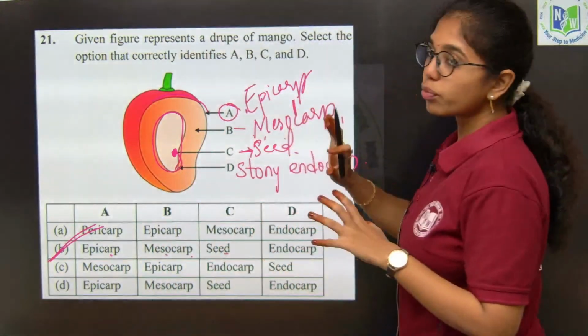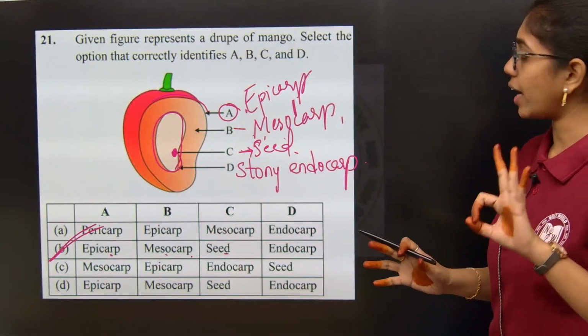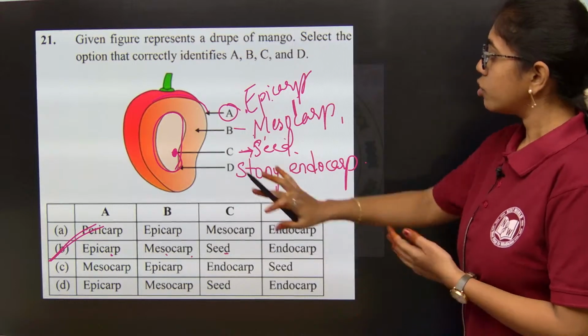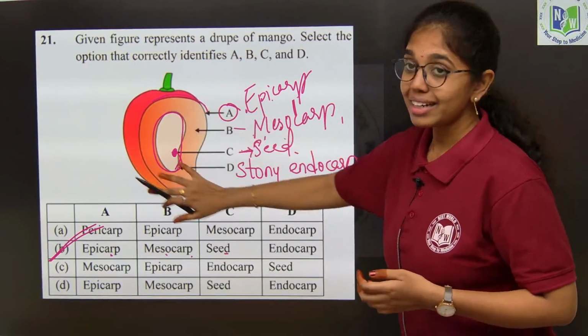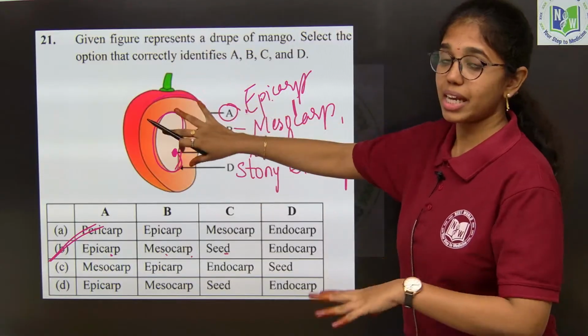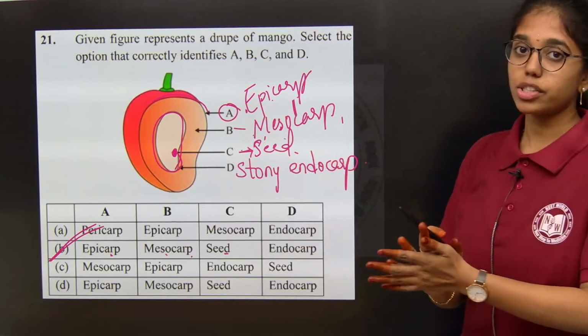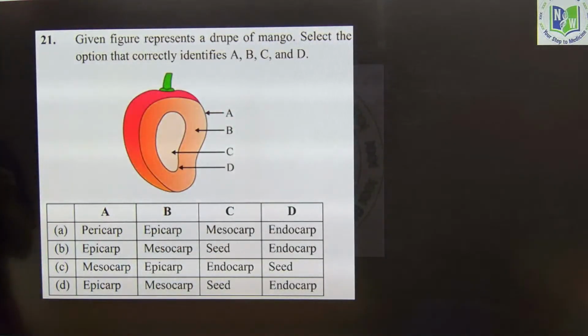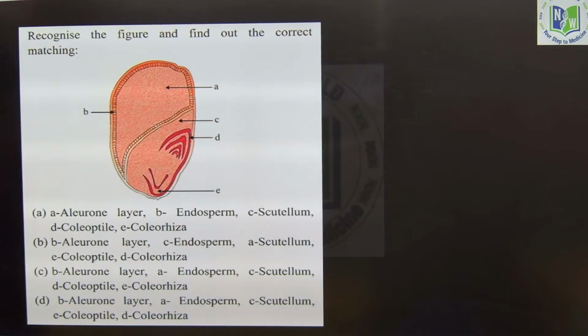So the fruit wall layer, which is pericarp, is divided into 3 layers: epicarp, mesocarp and endocarp. Fine, right? So here the outer is epicarp, then the middle mesocarp which is fleshy, and then endocarp, and inside that the seed. Clear, right? So the right answer is option B. And then this is about monocot seed. Recognize the figure and find out the correct matching he is asking.